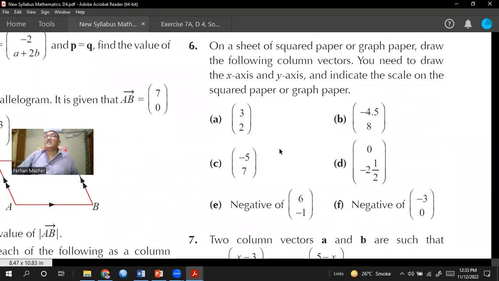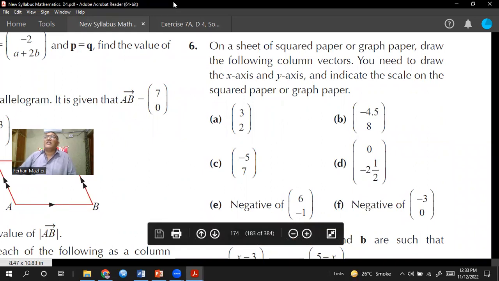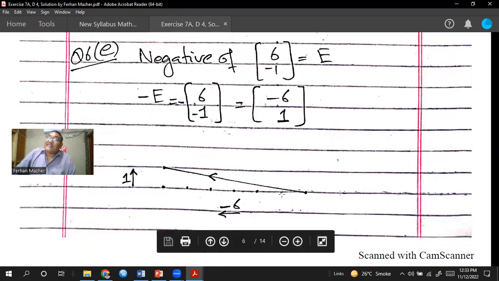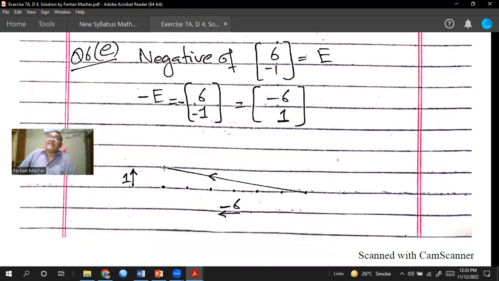Okay, then we have E part. E says negative of the 6 minus 1. First of all, I will find out the negative. Negative of 6 minus 1, let me call it E vector. So the minus E will be, this negative will multiply with this, so you will have minus 6 and 1. Wherever your starting point, just put a dot there. That's the tail of the vector. From here, I will go minus 6 on the x-axis, which means go 6 steps to the left parallel to the x-axis, 1, 2, 3, 4, 5, 6. Then you have to go positive 1 on the y-axis, so I will move 1 step up. Then I will join the starting point and the end point, and that line will represent that vector. The arrowhead will be towards the terminal point, the head of the vector. So this vector represents the negative of this vector.